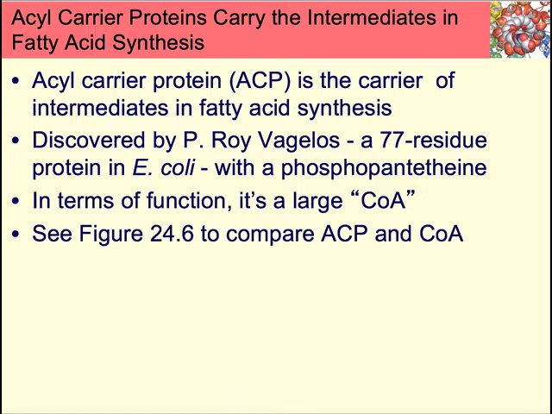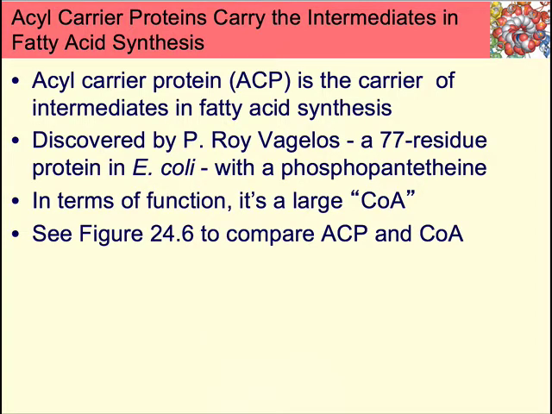Fatty acid synthesis does not use coenzyme A. Instead, it uses a protein analog of coenzyme A known as an acyl carrier protein, and acyl carrier proteins carry the intermediates in fatty acid synthesis. The acyl carrier protein was discovered by P. Roy Vagelos, who rose to become the CEO of Merck in the United States.